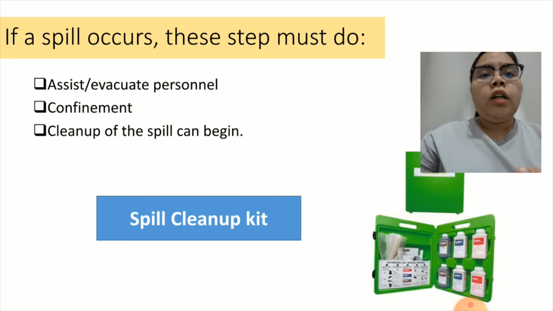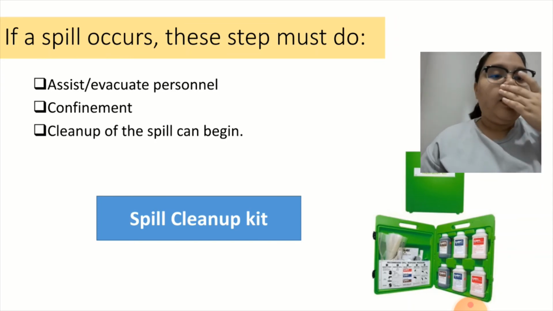So if you see that your colleague has spilled a chemical, you should not just stand and watch. You should assist and evacuate the personnel. And then next is the confinement, and then cleanup of the spill can begin. So this is the spill cleanup kit.